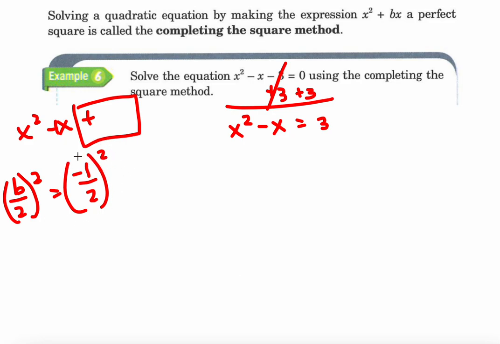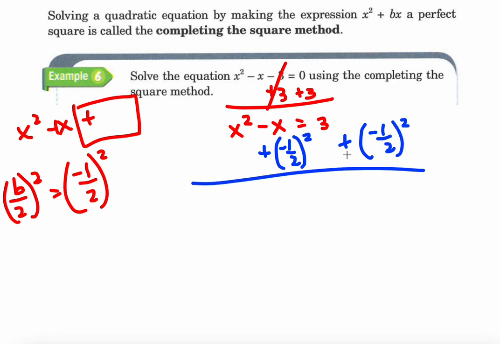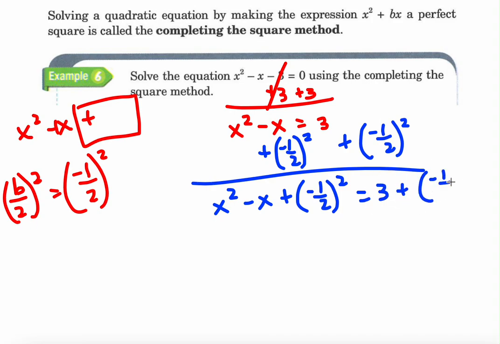I'm going to keep that as it is. It's going to help me out later over here. And I'm going to add that to both sides of my equation. Because it's an equation, I have to keep it balanced. Whatever I add to one side, I have to add to the other. So now I have x squared minus x plus -1/2 squared equals 3 plus -1/2 squared.